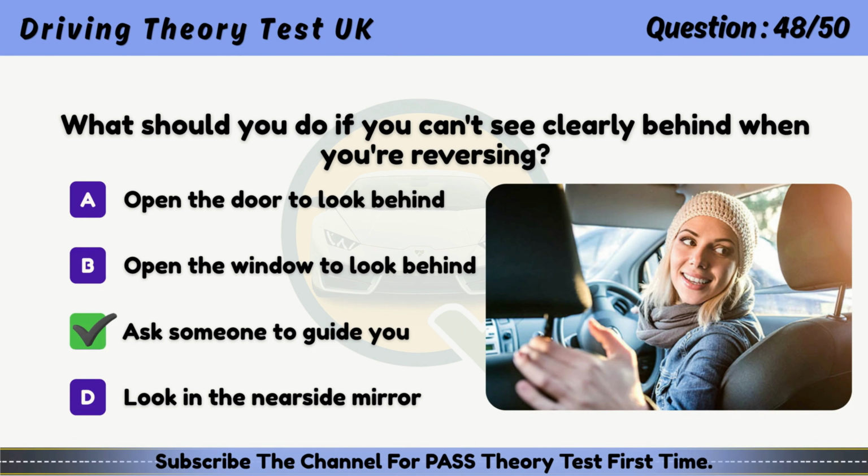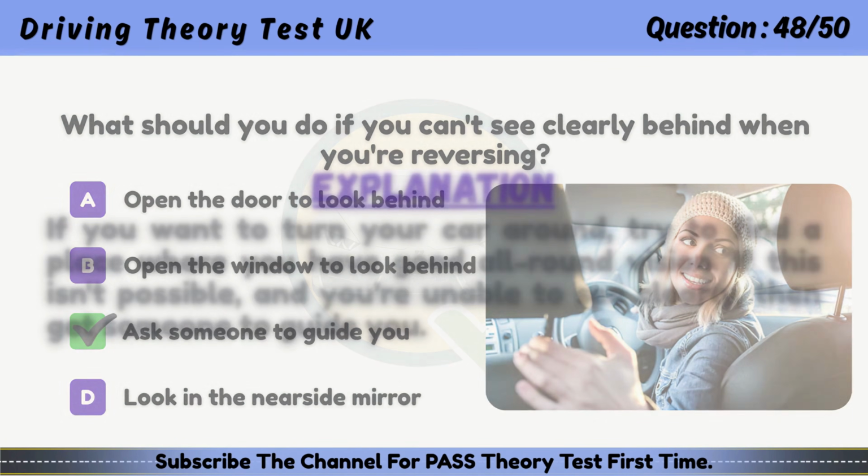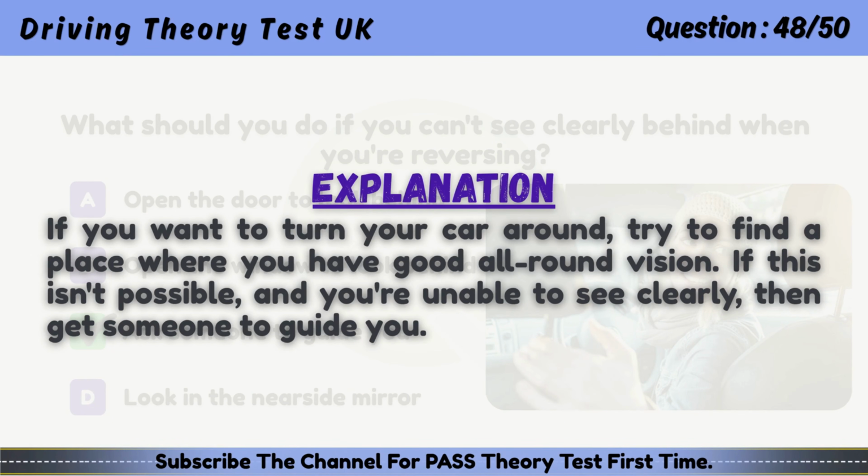Answer is C. Ask someone to guide you. If you want to turn your car around, try to find a place where you have good all-round vision. If this isn't possible, and you're unable to see clearly, then get someone to guide you.